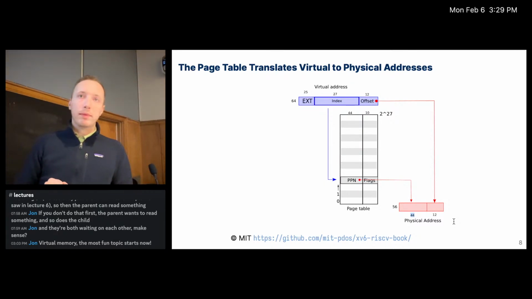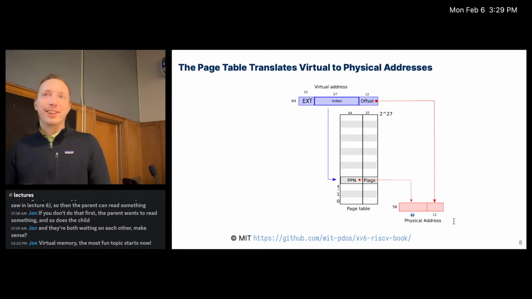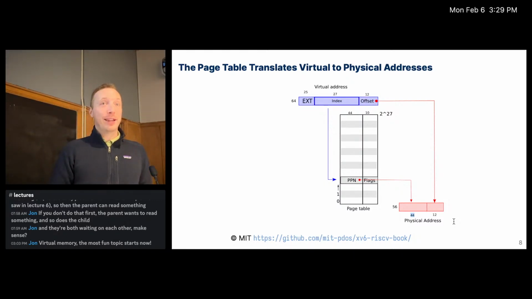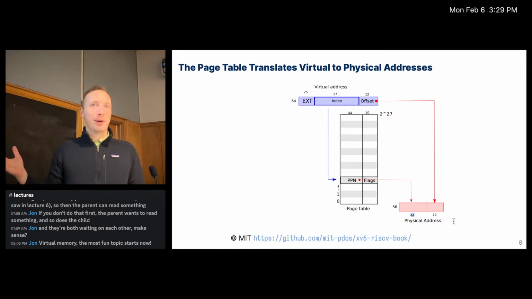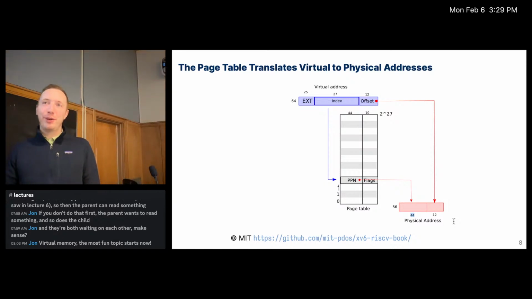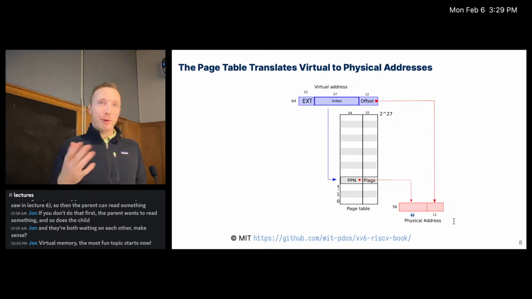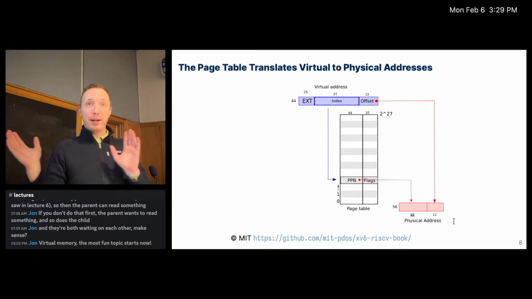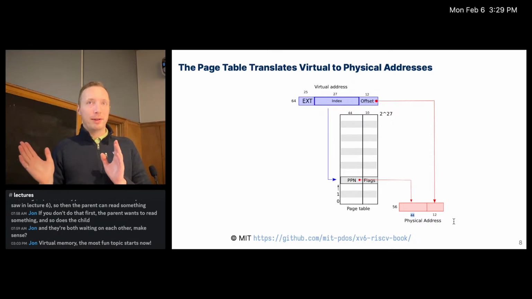Yep. Where's the data stored? So the question is, where's the data stored? The data would just be stored in physical memory somewhere. Which is kind of a little bit of a catch-22, but the kernel, when it boots, has access to physical memory, so it gets to decide where it goes.